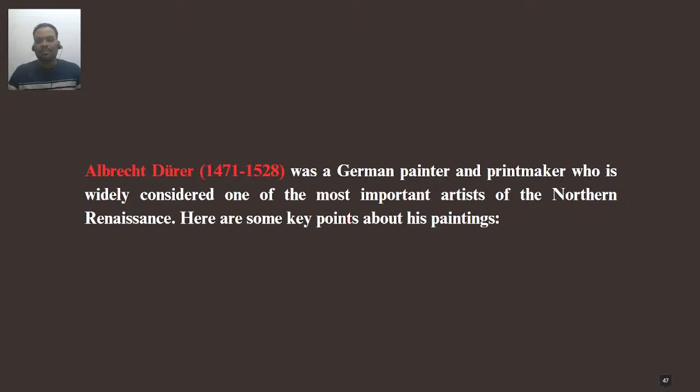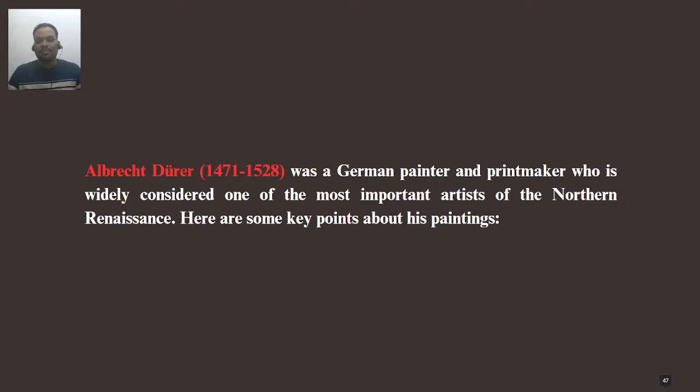His religious paintings often feature rich symbolism and emotional intensity, such as his famous Four Apostles piece. So this is the painting he made in two panels of disciples of Jesus Christ, four apostles, and you can see it has realism quite equivalent to the Italian Renaissance.